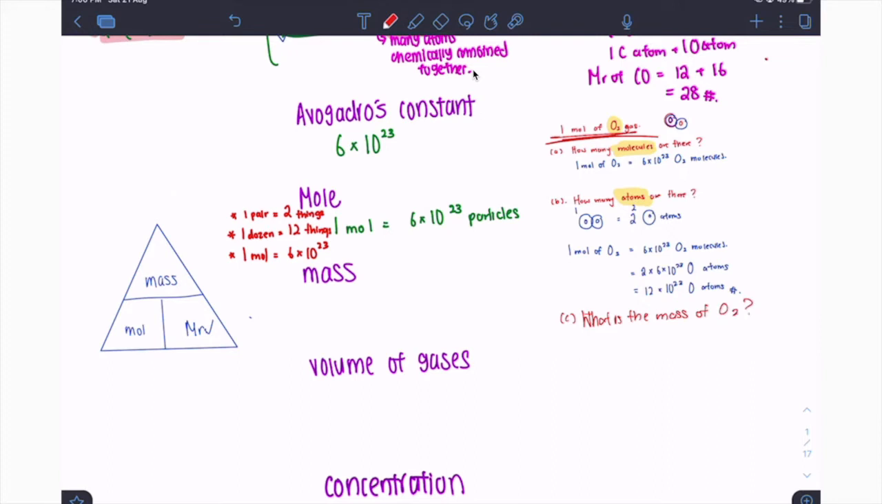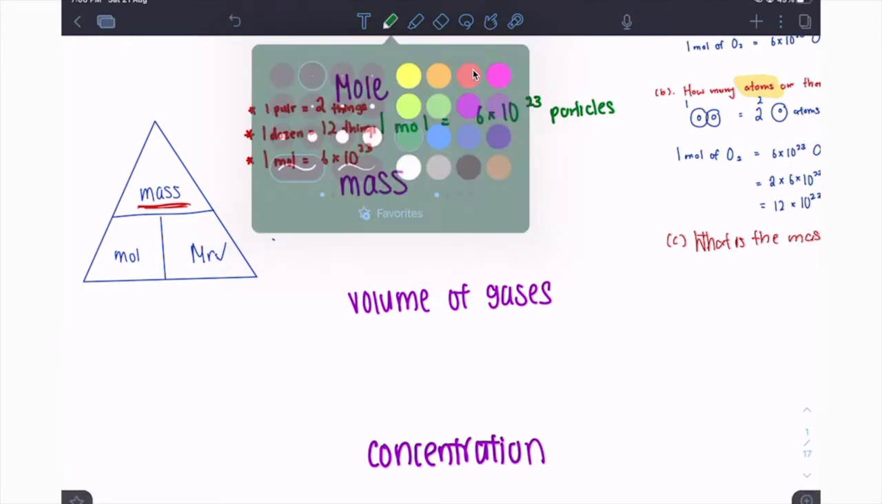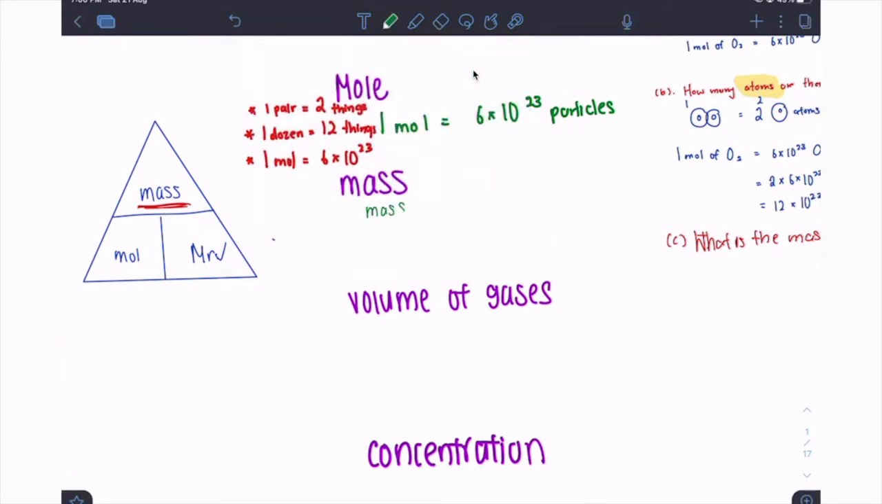Right. So I have mole, but I want to find mass. So how do I do that? Looking at the triangle, if I want to find mass, you should be able to interpret this triangle very simply. So mass equals mole times Mr.